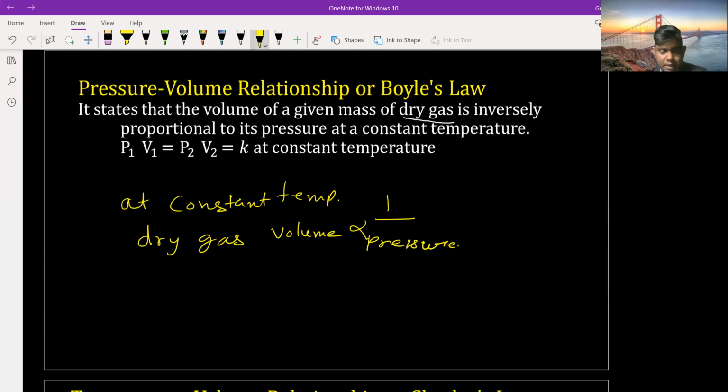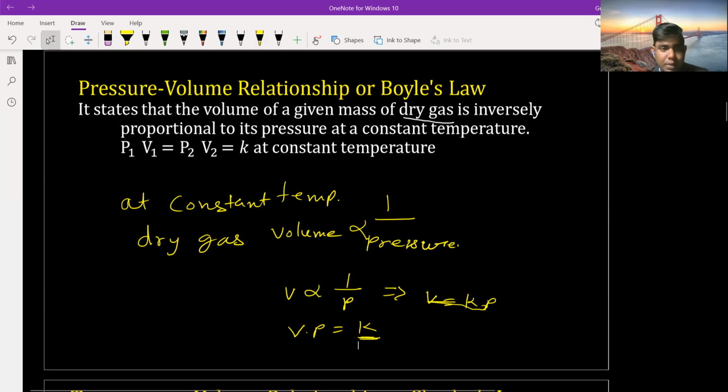Okay, means we can say V is inversely proportional to P, or P into V equals K, where K is the constant. So we can say P1 V1 is equal to P2 V2 equals K at constant temperature, where pressure P changes from P1 to P2 and volume changes from V1 to V2.